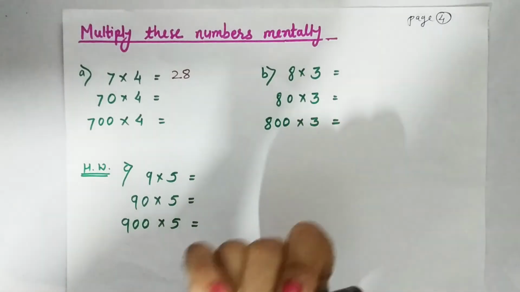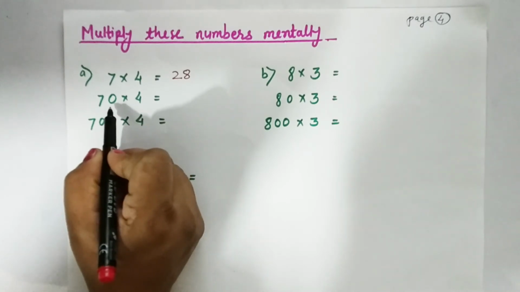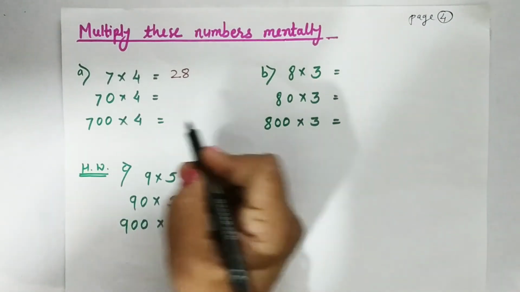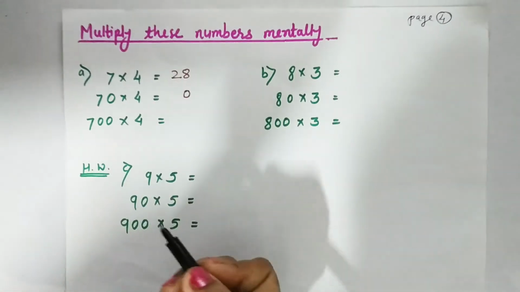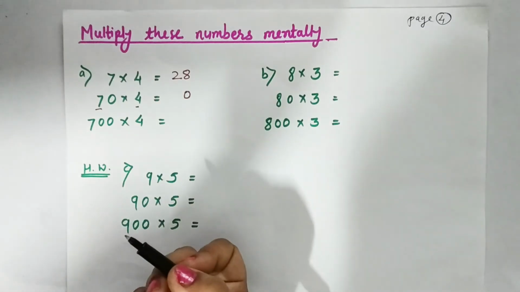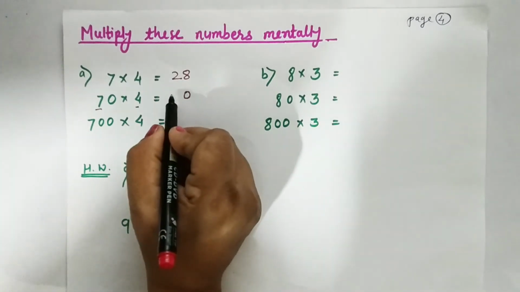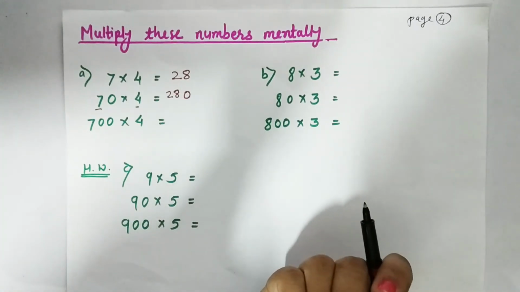So a very simple trick I am telling. So look here. How many zeros are there? Here there is only 1 zero, right? So write the first 0. Okay. Now we know that 7 into 4 is 28. Okay. So write 28 over here. This is your answer. Easy?